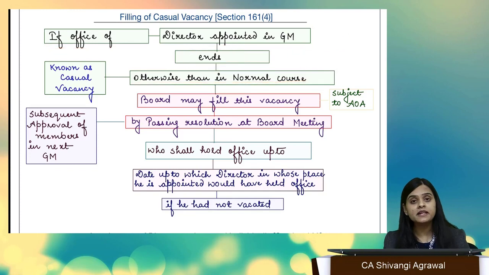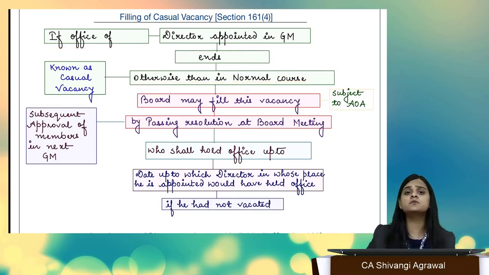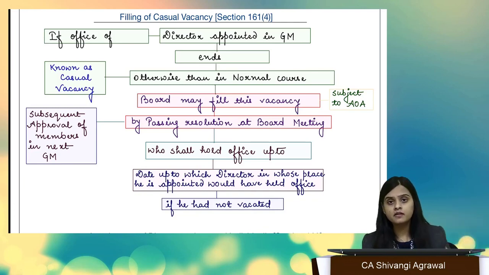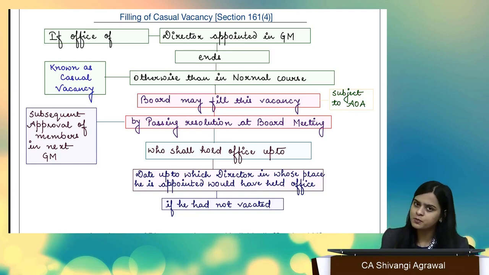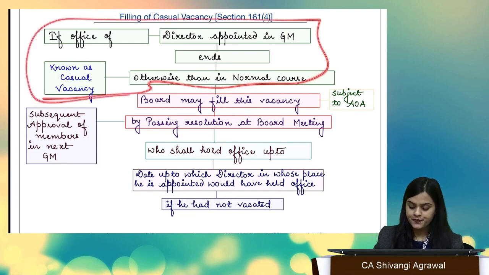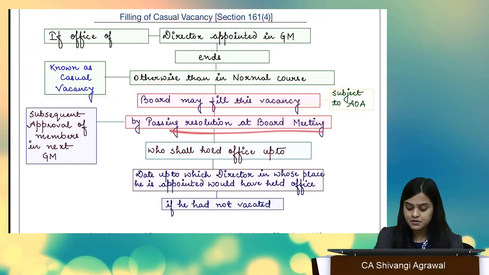Why? Because in intermittent vacancy, it is imperative. It must be filled. Otherwise, it will lead to non-compliance of law. Here, a director has died. It is not non-compliance of law, right? So it may be filled by the board. It may not be filled by the board. Okay. So this is known as casual vacancy. If the board has power through articles, it can fill this vacancy. How? By passing a resolution at a board meeting.